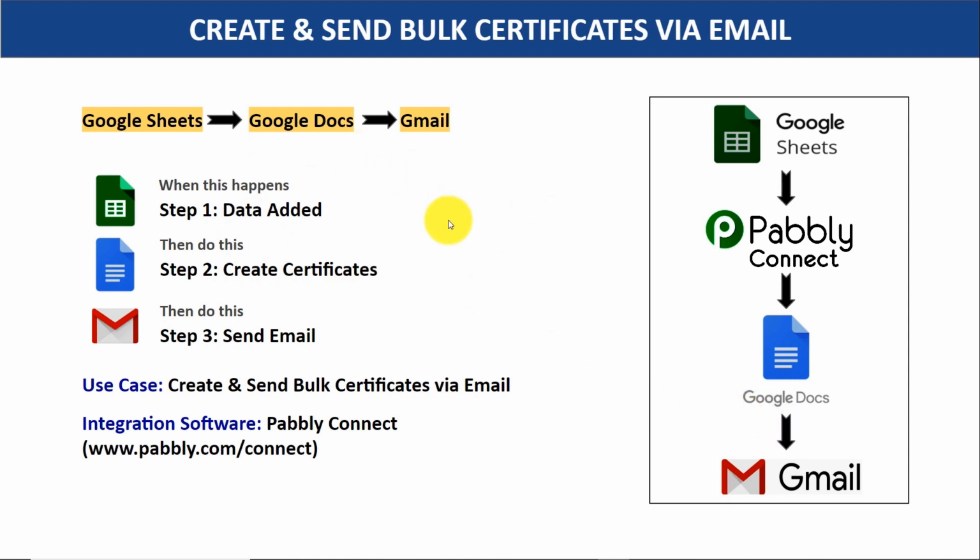So I would suggest that you bring in some automation so that whenever new data is added in Google Sheets, it will automatically create a certificate in Google Docs and send it by email. So in this video, we will be using Pabbly Connect to integrate Google Sheets, Google Docs, and Gmail. The best part of using Pabbly Connect is there is no need for coding skills or programming knowledge. It can be done easily. Let me show you on my screen.